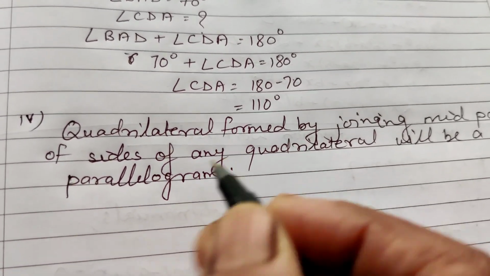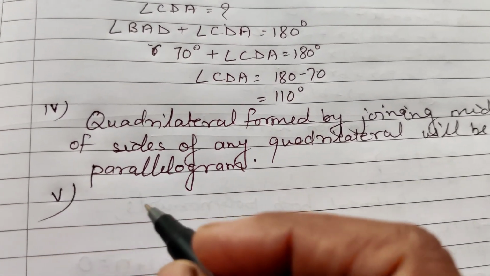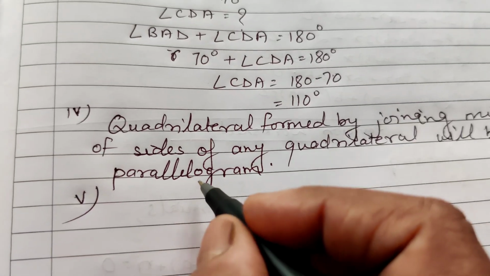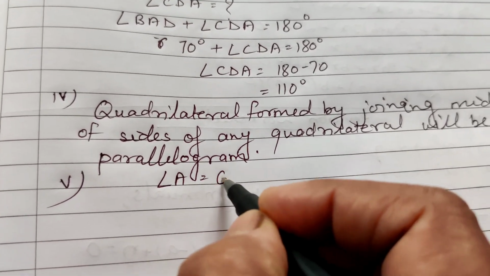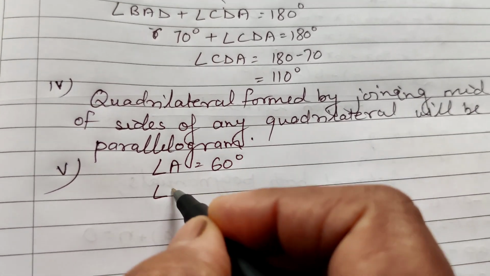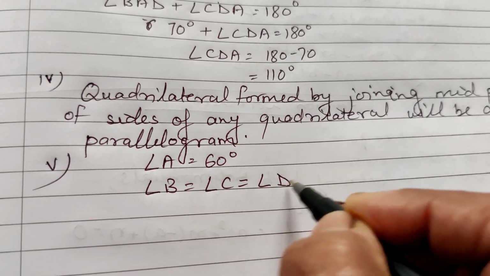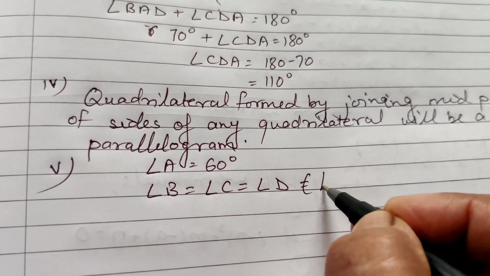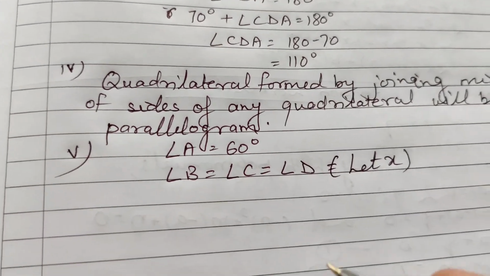Okay. And the next, the fifth one is, if one angle of this is given equal to 60 degree. Suppose angle A equal to 60 degree and all three angles are equal. Angle B equal to C equal to D equal to X. Let X. Find the measure of each equal angle.